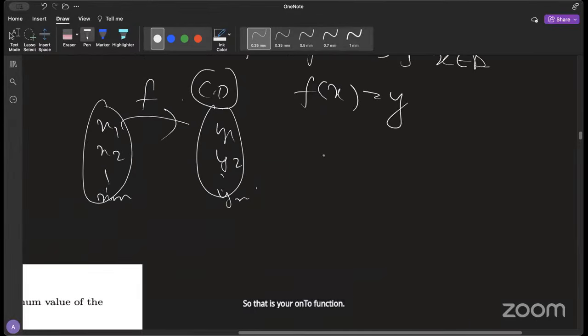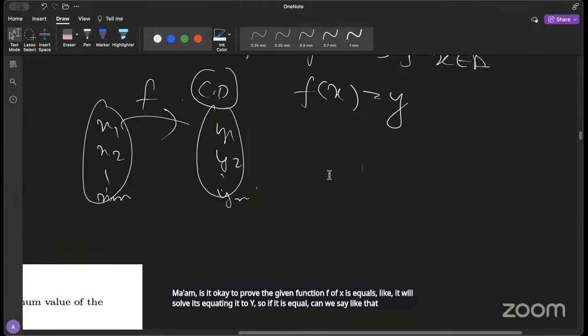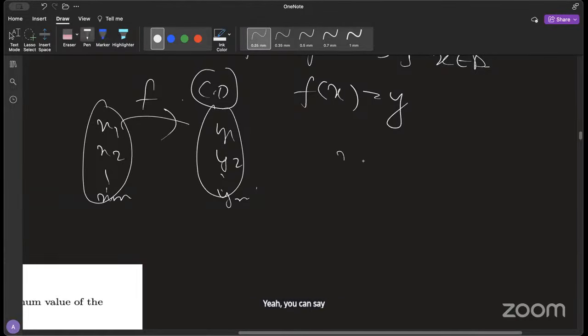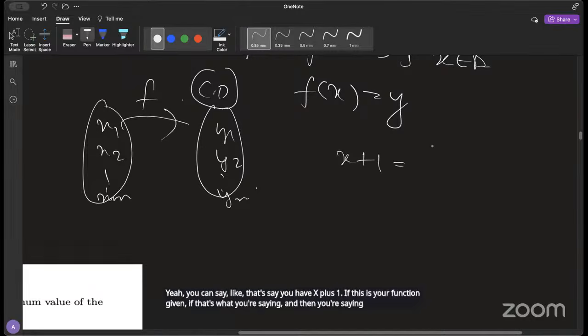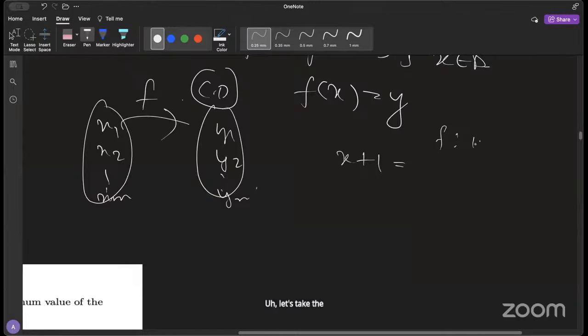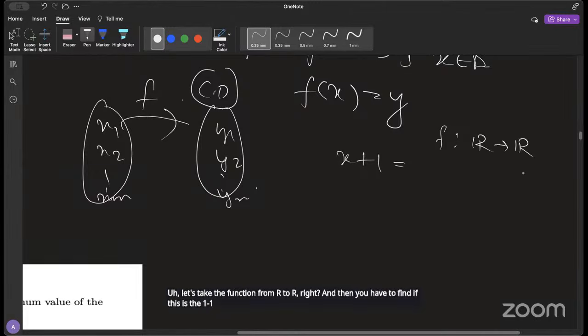Ma'am, to prove the given function f of x, if we solve it by equating it to y, can we say that? Yeah, you can say that. Let's say you have x plus 1. If this is your function, and let's take the function from R to R, and you have to find whether it is an onto function or not.